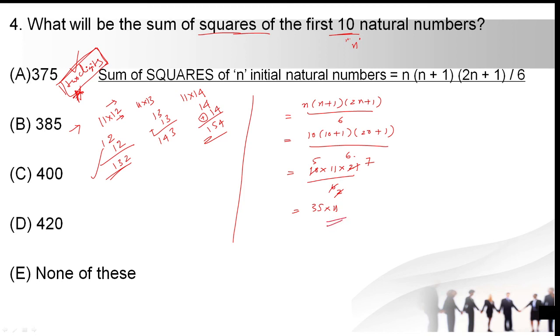So now tell me, what is the answer for 35 into 11? Just write 35 2 times and you will get the answer, that is 385. Shall we go for one more question? We'll see one more practice question.